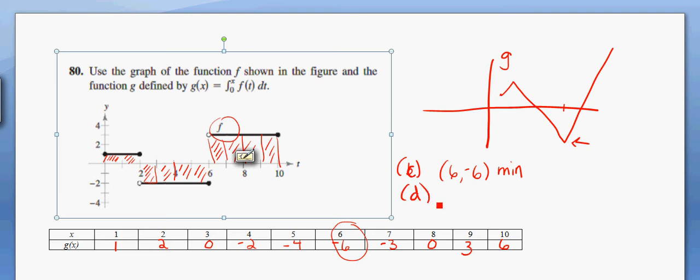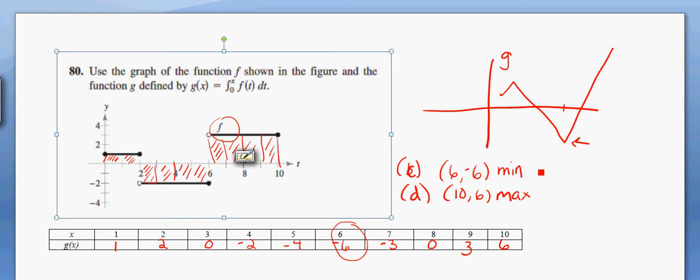Part D was where does G have a maximum? Well, we have a local maximum here, but we have an absolute maximum here. So really it was looking for this absolute max, which is the point (10, 6). If you said a local max, I hear what you're saying, but it's not the absolute one. So now we were supposed to explain, so I want to point out something about this.